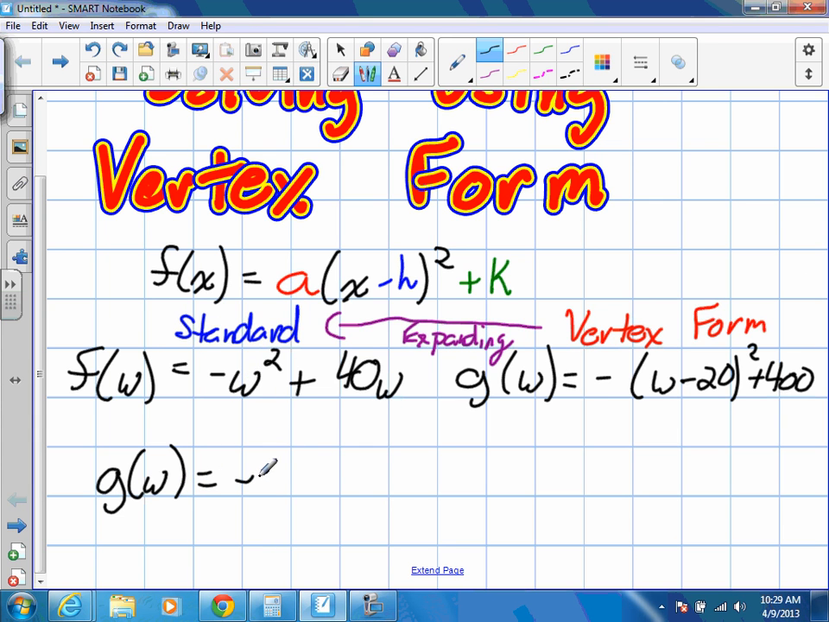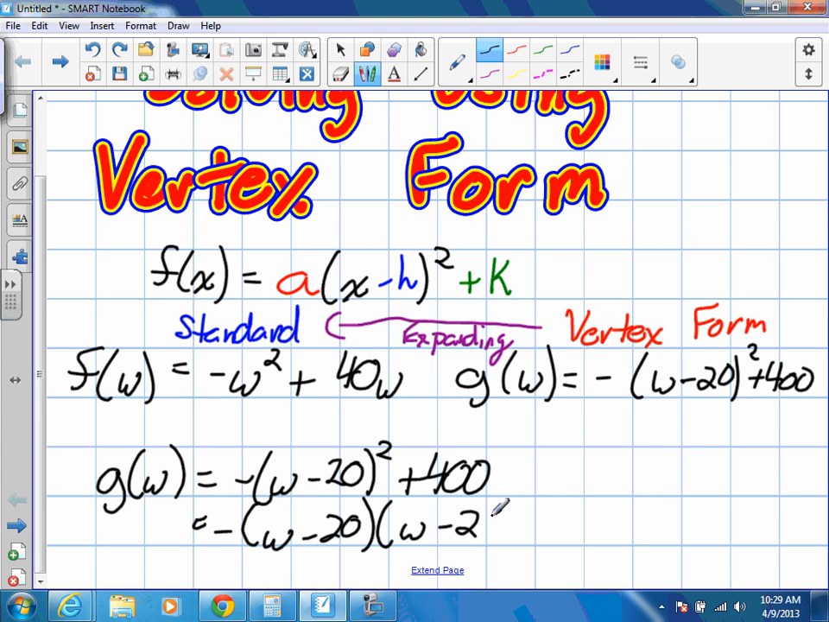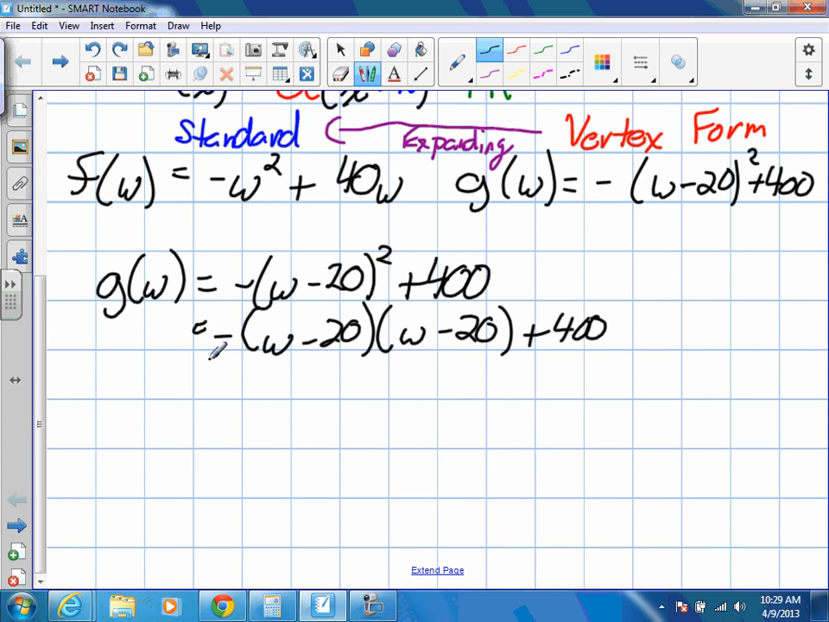So we have negative W minus 20 squared plus 400. Well, those brackets essentially mean W minus 20 times itself. Okay. Then we distribute those. We'll keep this negative on the outside. And when we FOIL this, we're going to be left with, and I'm going to kind of skip a step here so you guys follow along, W squared. It's going to be minus 40W and then plus 400.